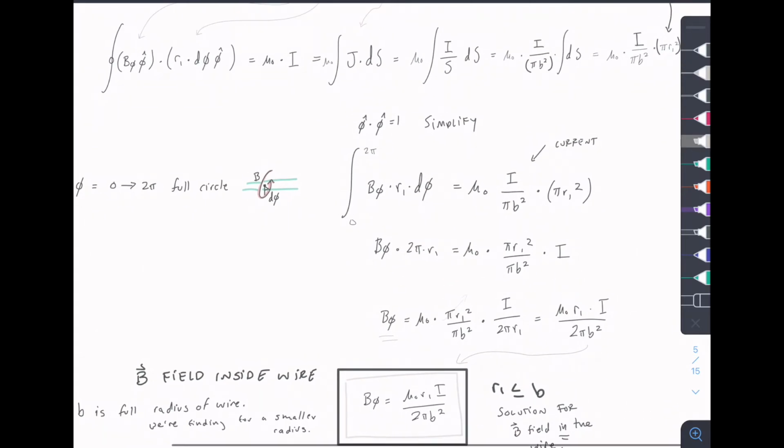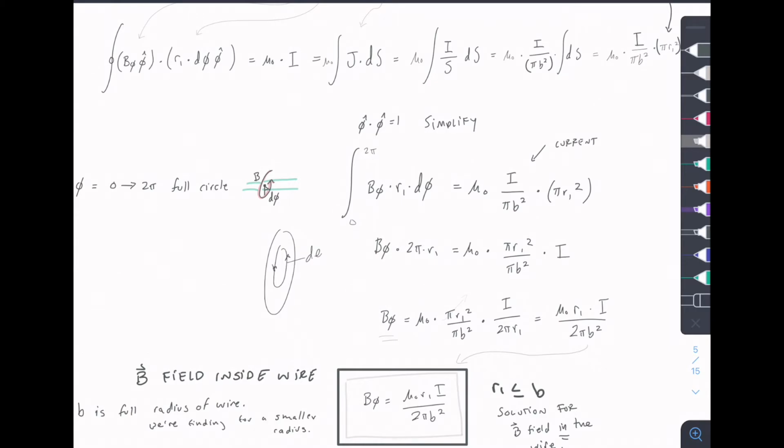On this side, we have our d phi that we had from our dl, and we're integrating from 0 to 2 pi because we have a full circle. Our dl is a full circle circling the inner conductor, right? That dl is going all the way around, so the phi is from 0 to 2 pi for a full circle.